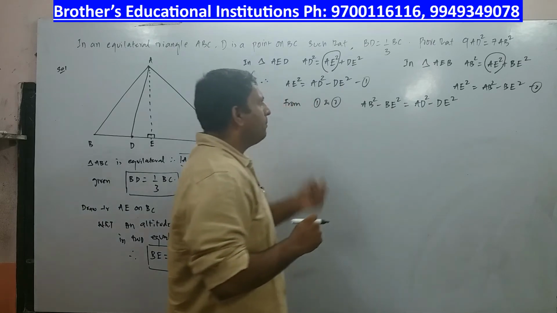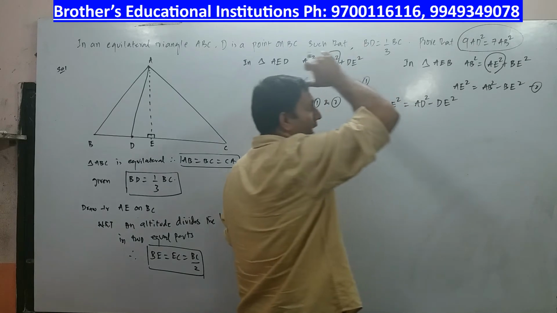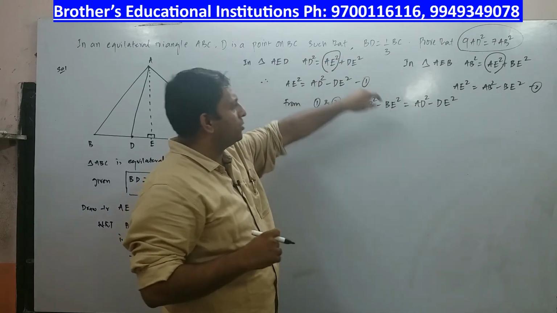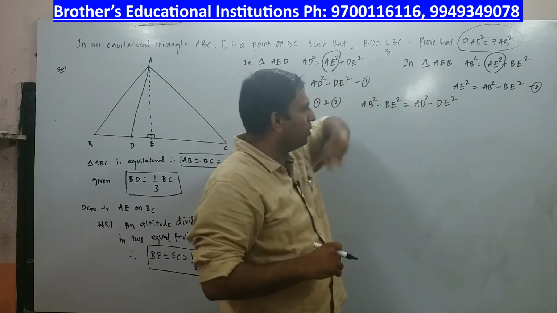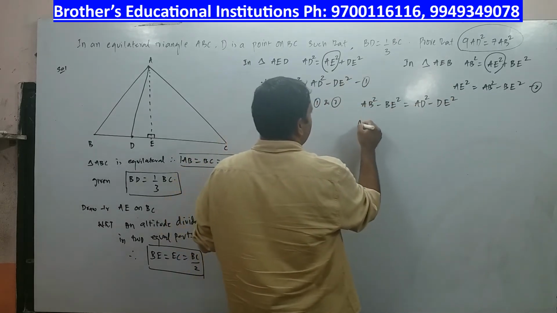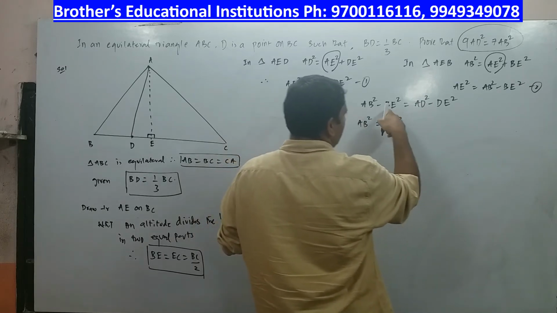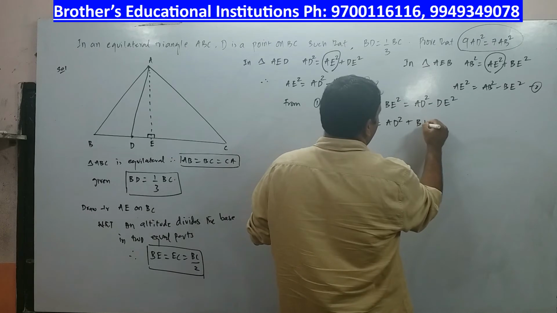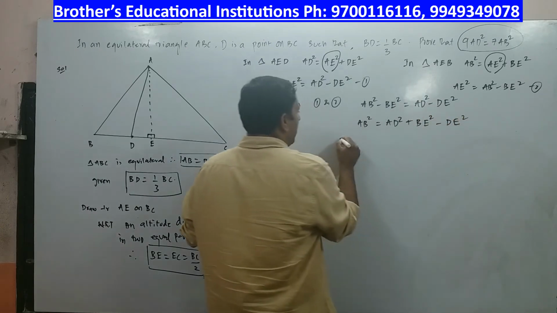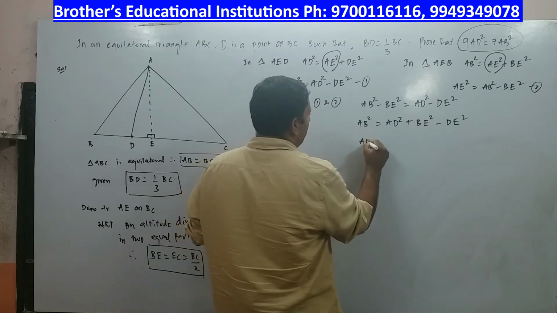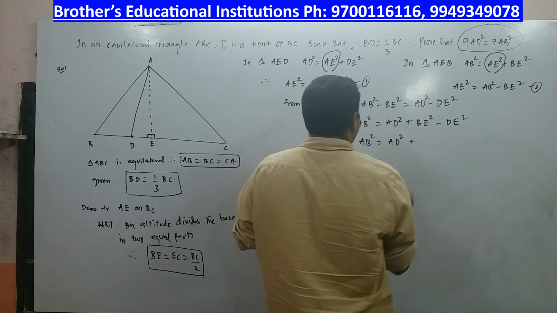Alright. Now my problem, see always you must have an observation as to what you want. You don't want anything else than AD and AB. So my interest lies with AB and AD. I have to eliminate BE and DE. So what am I going to do? I will write this as AB square is equal to AD square. Now this minus BE will go that side. You will have BE square minus DE square. Now I will write this as AB square is equal to AD square plus BE square minus DE square.